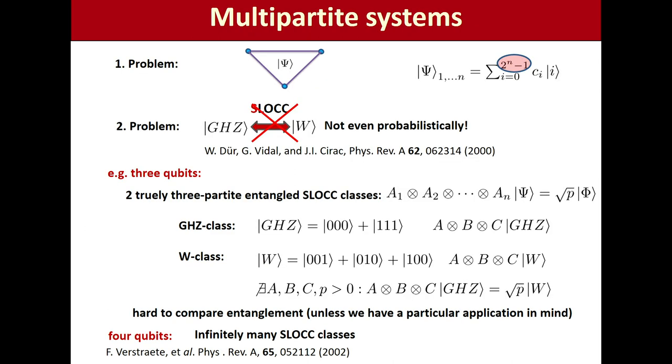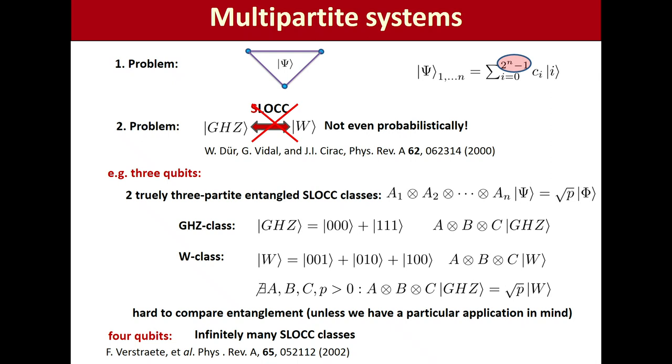So if you consider a multipartite system, then you immediately notice that there are several problems. One, the obvious one, is that if I consider, for instance, n qubits, then of course I have exponentially many parameters in describing my state. Okay? I don't have that in the bipartite case. So the system size scales exponentially with the number of qubits or subsystems that I consider. This is why I have to deal with many more parameters.